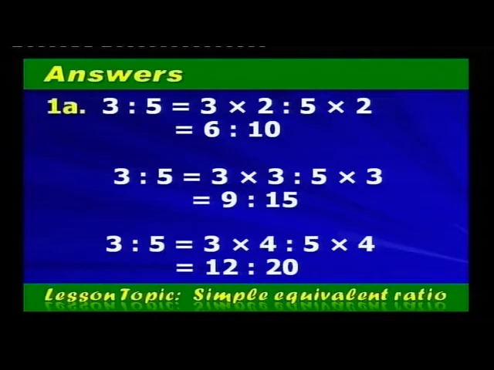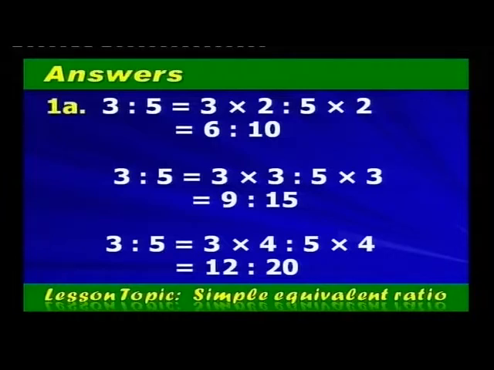Class, hands up if you got 6:10. Hands up, straight up. Okay, very good. Hands down. Hands up if you got 9:15. Okay, hands down, very good. Did anyone get 12:20? Okay. That's also one equivalent ratio to 3:5.